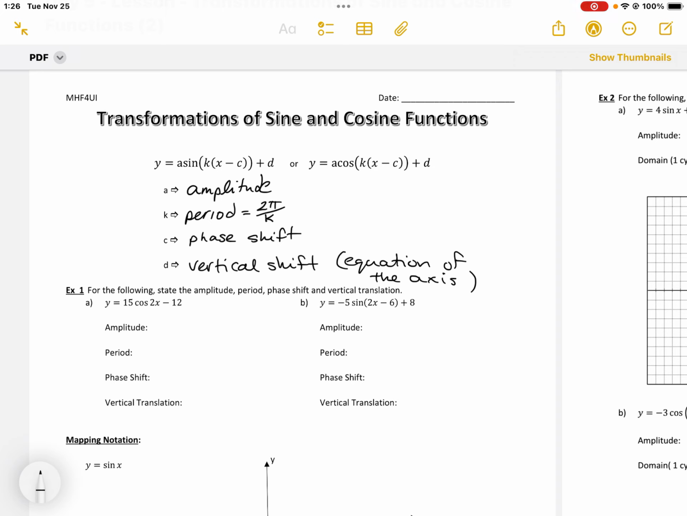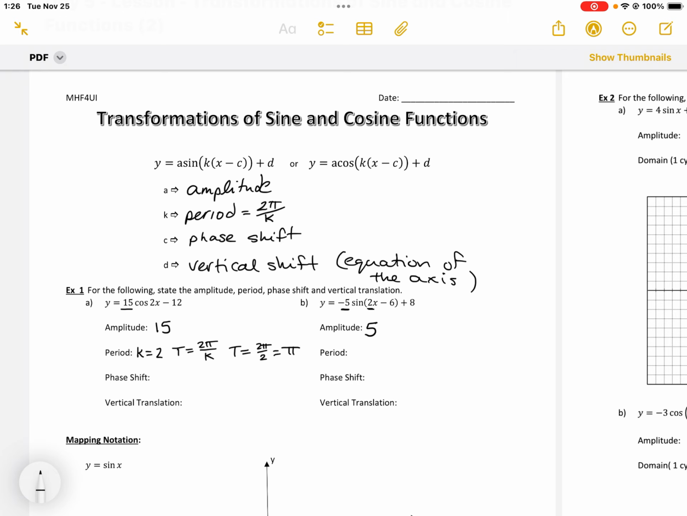So here we're just going to state our properties based on the equation. So the amplitude is our A value, that's the value in front. We can do the same thing over here, value in front. Our period, we're going to first identify our K value, which in this case is 2. And then we're going to find our period by doing 2 pi divided by K. Then our period is 2 pi over 2, which is just pi.